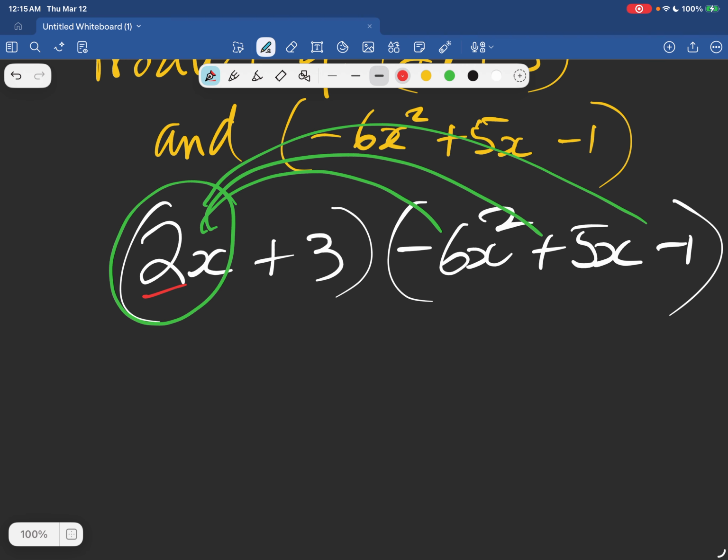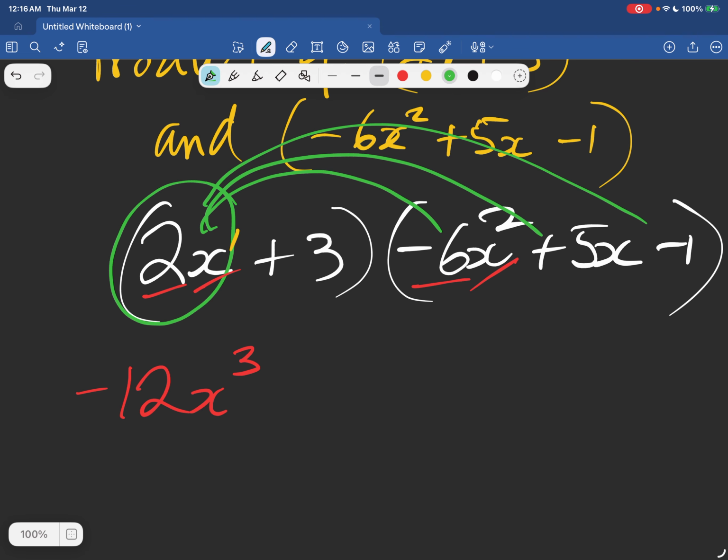This 2 is going to multiply negative 6 to get negative 12. This x is going to multiply x to the second power to get x to the third power. And why do we have x to the third power? Because this is x to the first times x to the second, which gives x to the third. You add the exponents. Let's continue.